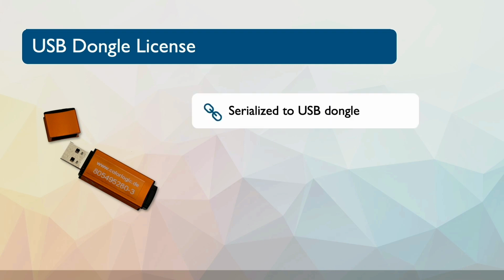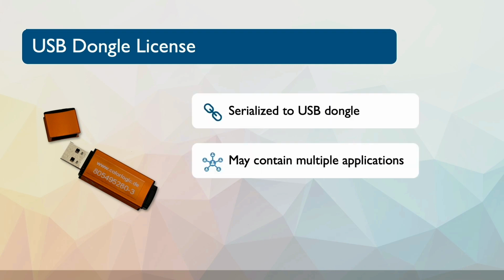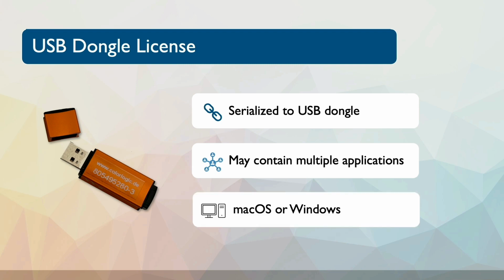The other type is a USB dongle license that is serialized to the dongle and may contain multiple applications. The USB dongle communicates with the assigned software license and enables the software to be used on different computers. To assign the license to the USB dongle, it must be connected to the computer before starting the software. The dongle provides flexibility, yet it can be easily lost.